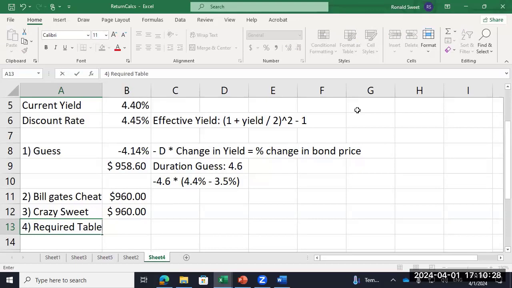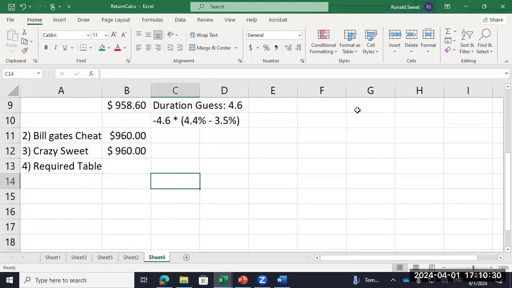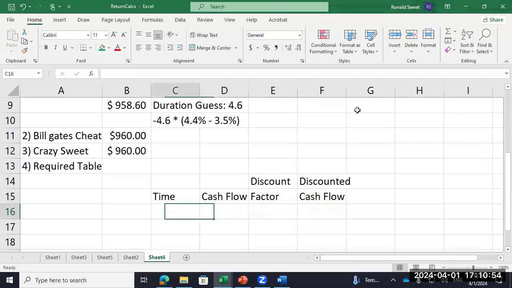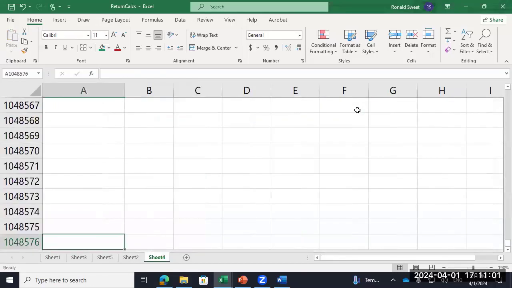And then the required approach is the table. All right. The table approach you have to do, and this is going to be written. You don't get to do it in Excel. I wish we could do this exam in Excel. We could get really crazy there. But here you have time, you have your cash flow, you have your discount factor, you have your discounted cash flow. Time is you get a cash flow in 6 months, you get another cash flow in a year, all the way out to 5 years.